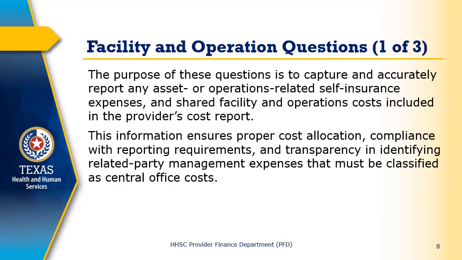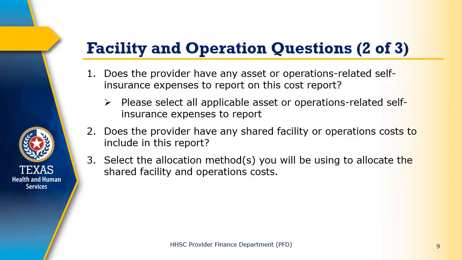The purpose of the Facility and Operations questions is to capture and accurately report any asset or operations-related self-insurance expenses and shared facility and operations costs included in the provider's cost report. This information ensures proper cost allocation, compliance with reporting requirements, and transparency in identifying related party management expenses that must be classified as central office costs. The facility and operation cost questions apply to all long-term services and supports LTSS programs. Users must identify and select all applicable asset or operations-related self-insurance expenses to address the cost report question.